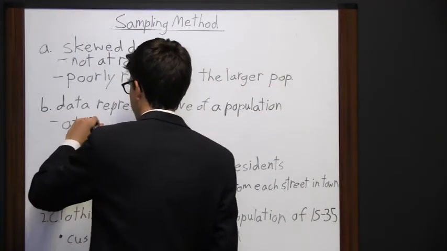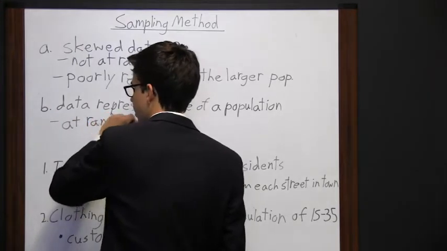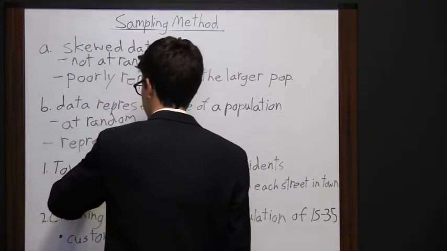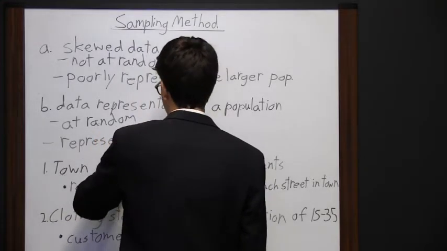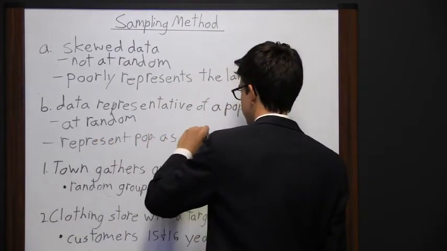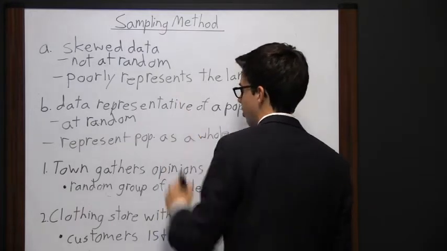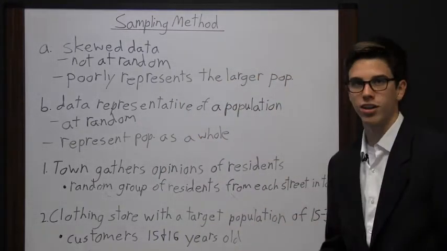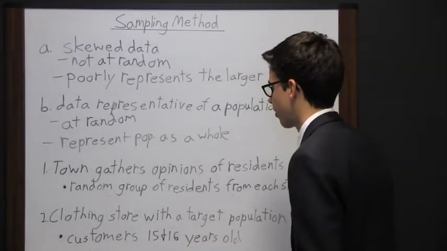Now, in order for the data to be representative of the population as a whole, it has to be picked at random. The people surveyed have to be picked at random, and it has to represent the population as a whole. So it has to do essentially the opposite of what we listed earlier. So I'm going to give you a couple scenarios of the sampling method, and we're going to decide whether this is a good way to go about it or not.